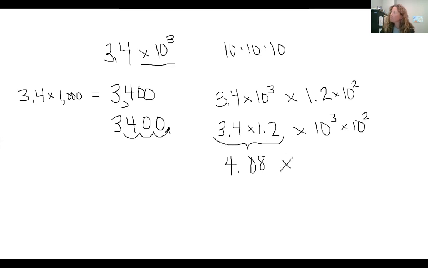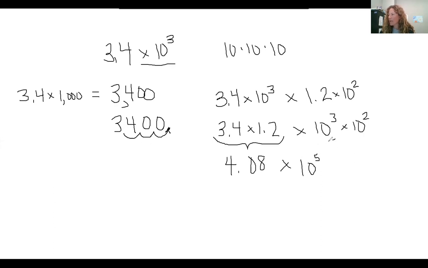And now 10 to the third times 10 to the second. If you remember those exponent rules, you know that when you multiply two numbers with the same base, all you need to do is add the exponents. So 3 plus 2 gives me 5.